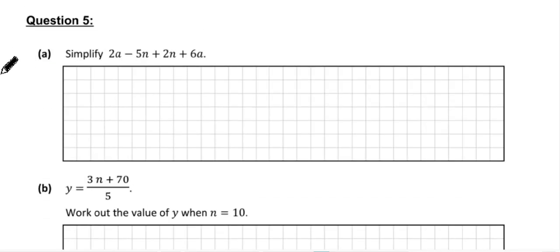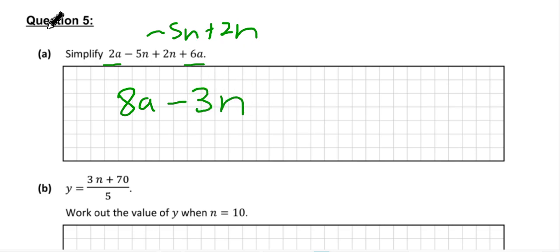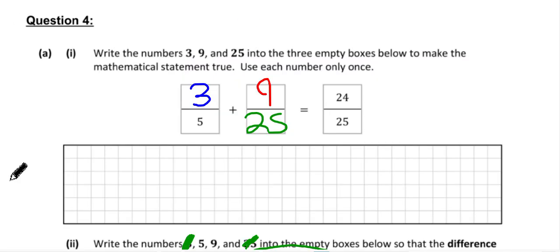We're all good? Simplify. What's simplify? It's essentially stock taking, isn't it? What's 2a plus 6a? Minus 5n plus 2n. Minus 3n. Sorry, it was brought to my attention that I forgot something down the bottom.